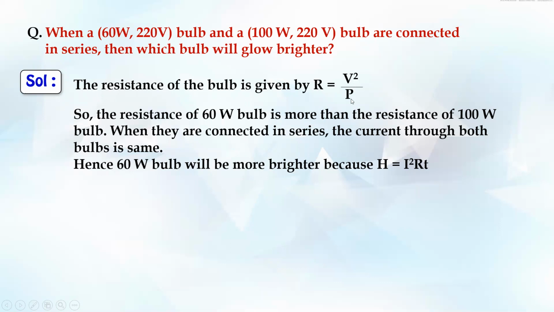So R is V square upon P. If you see the numerator, its value is going to remain the same, 220, 220. So everything depends on the denominator. Hence it is divided by 60 or divided by 100, and we know if we divide by 60, the resistance will be more, hence the 60 watt bulb will be brighter. So this was the next one. So we'll move to the next one then.